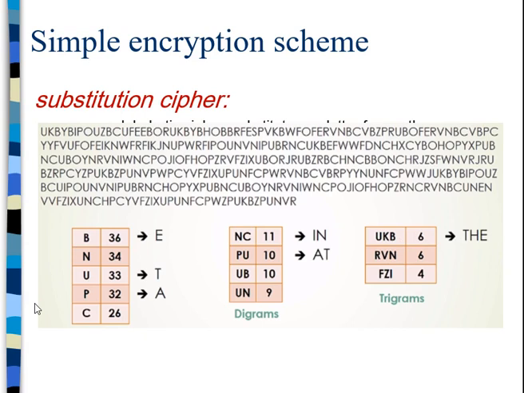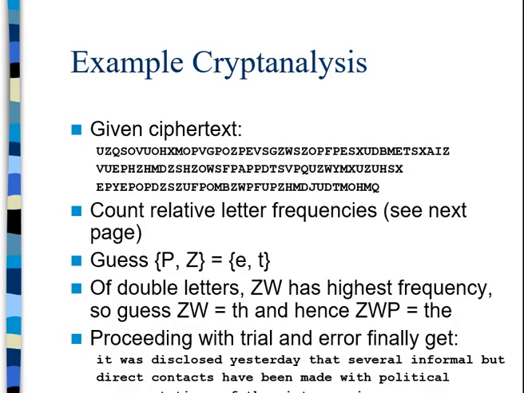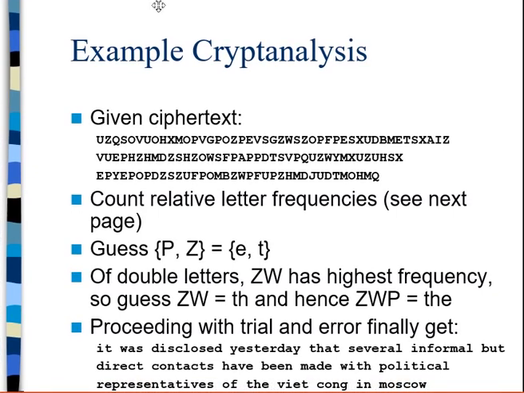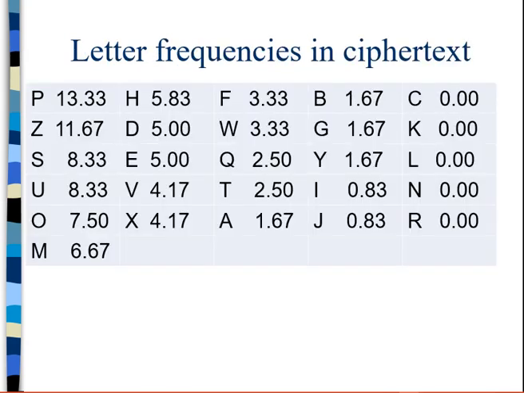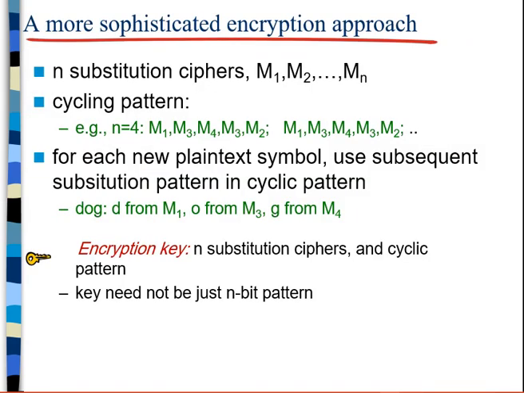Hence, there are many examples of cryptanalysis that can be done over a ciphertext encrypted by a substitution cipher method to find the real plaintext. You can read these slides later.